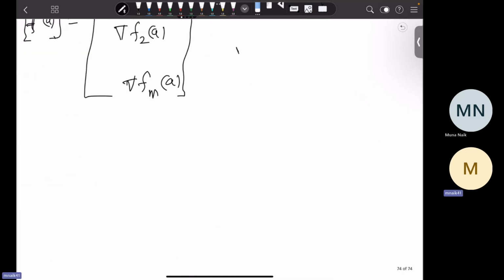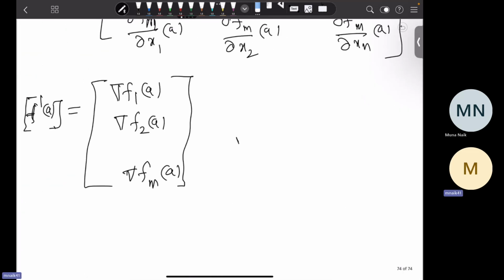In the next lecture we will discuss more about the directional derivative, and we will see that if a function is differentiable at a, then the directional derivative of f at a exists.